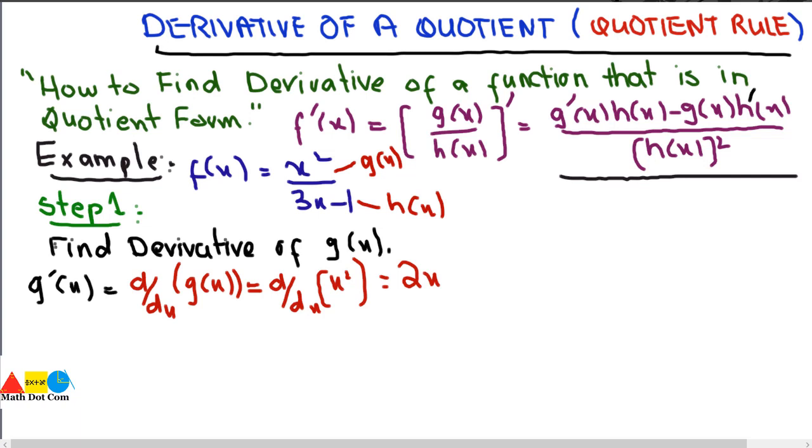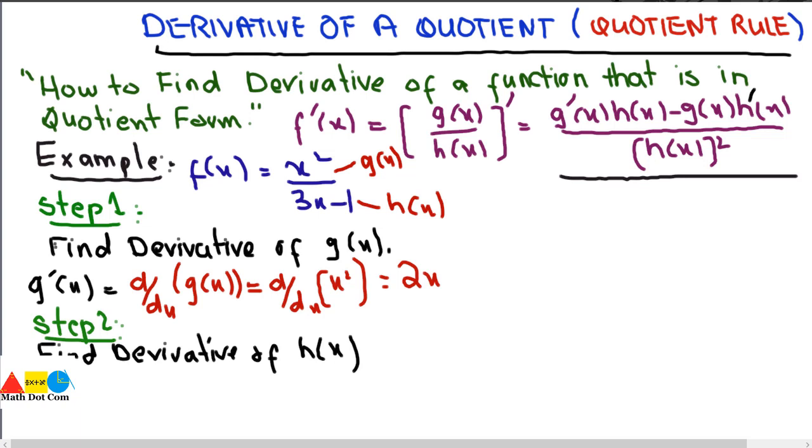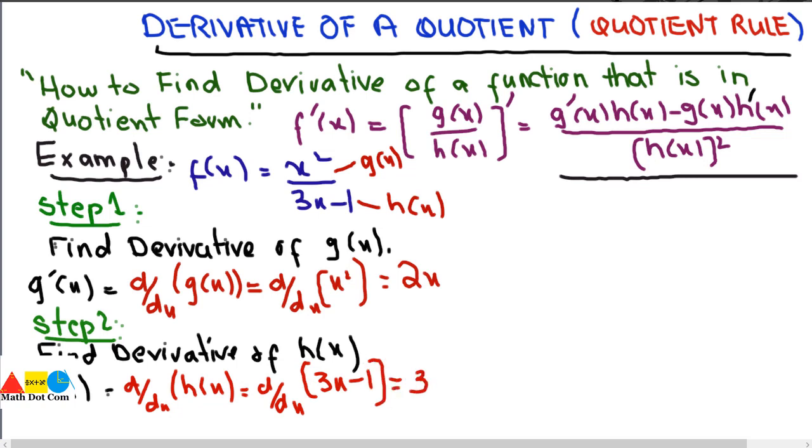Then step 2 is to find the derivative of h of x, that is the denominator. So h dash of x is equal to d by dx of h of x, that is equal to d by dx of 3x minus 1. This is the denominator. So the derivative of 3x is 3 and the derivative of 1 is 0. So the derivative of 3x minus 1 is 3.